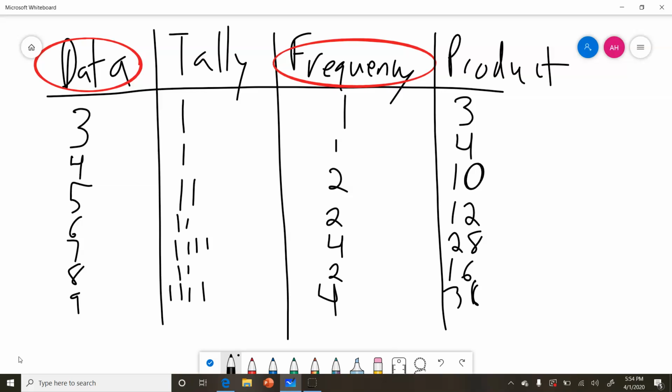Ooh, that's a bad 6. 36. Then I go to the last one, 10. How many 10s did we have? We also had 4 10s.